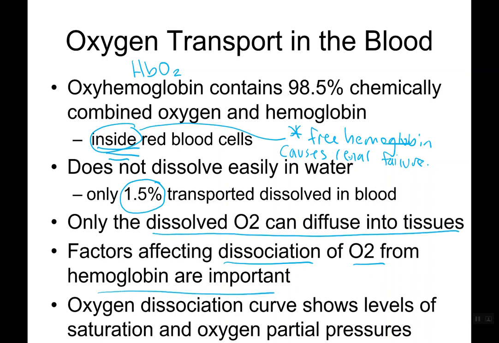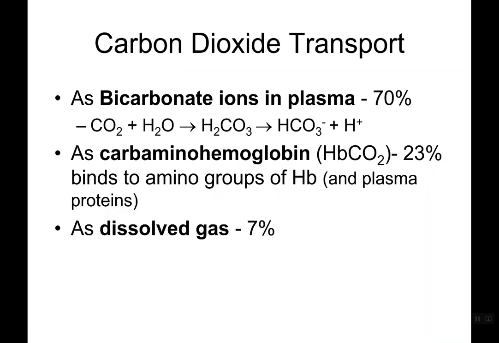So, how likely or unlikely hemoglobin is to give up its oxygen in different metabolic conditions is something that sports physiologists and scientists and doctors worry very much about. So the dissociation curve shows levels of saturation and oxygen partial pressures on an XY axis. Carbon dioxide transport, most of it occurs as bicarbonate ions in the plasma as a result of this, again, reversible reaction, and that's in the amount of about 70%.